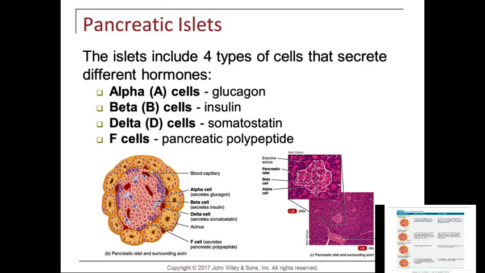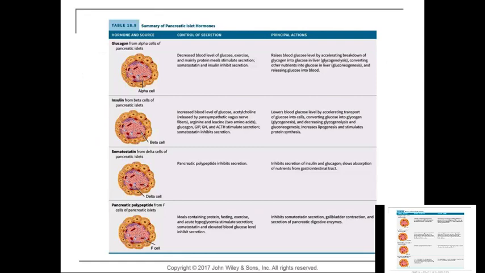When you look at glucagon and you look at the primary action, it's raising blood glucose levels. So the alpha cells are producing it, it goes to the liver, and it's involved with glycogenolysis. So it breaks down glucose in the stored form, which is glycogen, and when you're breaking it down, that's the lysis. So it's glycogenolysis and converting it into glucose. Insulin is going to lower blood glucose levels.